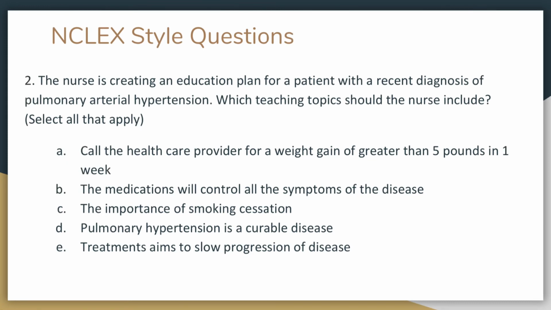Medication adherence is very important to teach the client with respect to disease management, but there's no guarantee that medications will control all the symptoms of the disease. Pulmonary hypertension is a chronic progressive disease. The most effective long-term treatment for pulmonary hypertension is heart and lung or lung transplants.